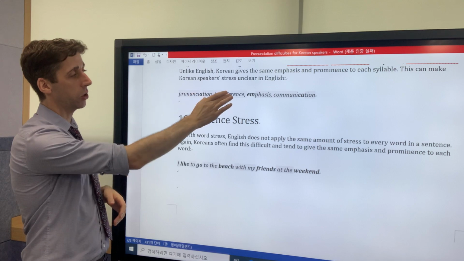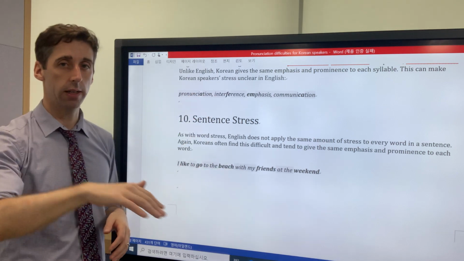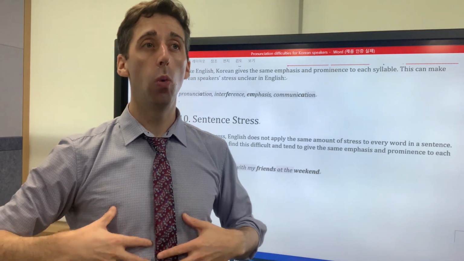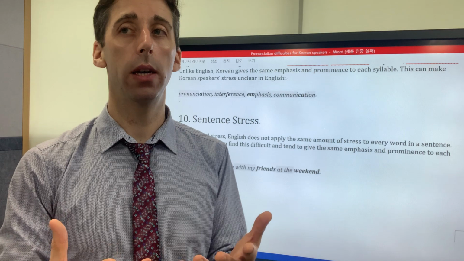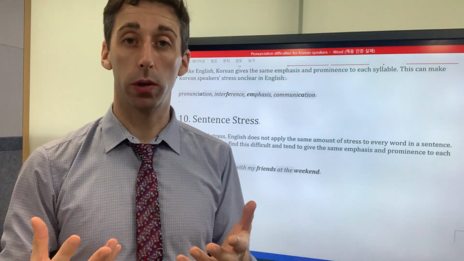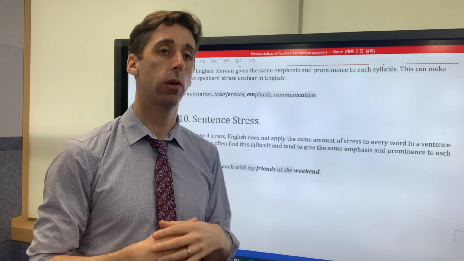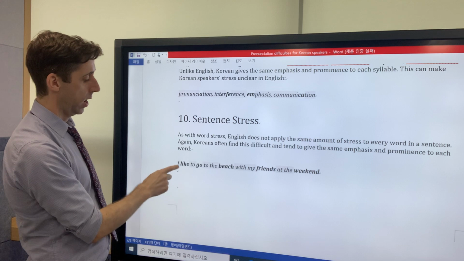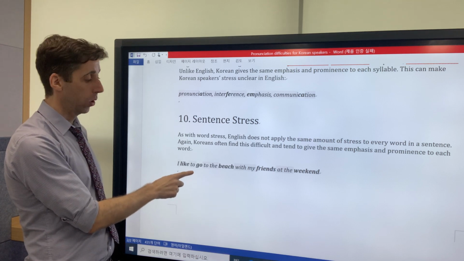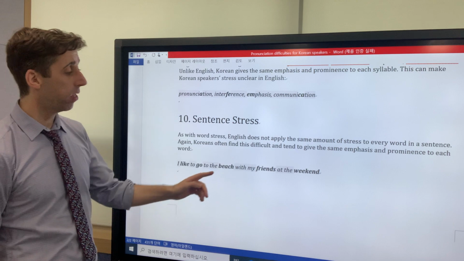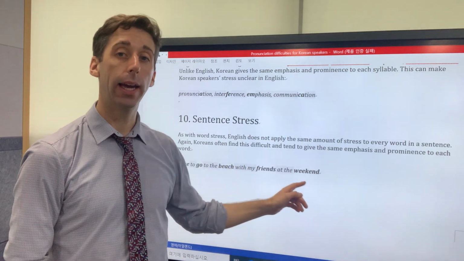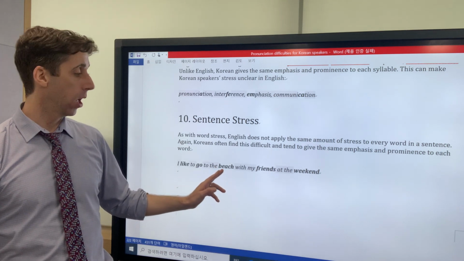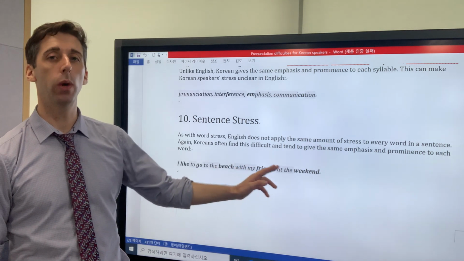Now we take word stress and then we put it into sentence stress. And sentence stress is so important because you want to be able to communicate your focus or what you are talking about, okay? So for example, we have a sentence here. I like to go to the beach with my friends at the weekend.